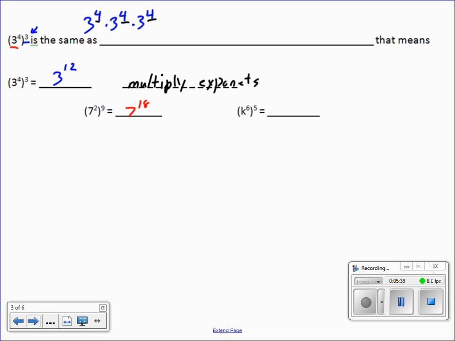K to the 6th to the 5th power. So okay, 6 times 5 is 30. I would hate to list all those out. That's what came out to be. 6 times 5 is 30. It would be K to the 30th power.